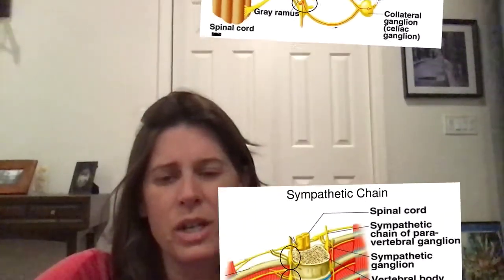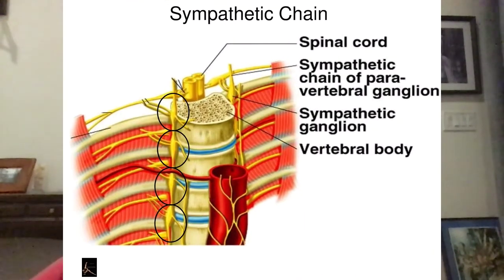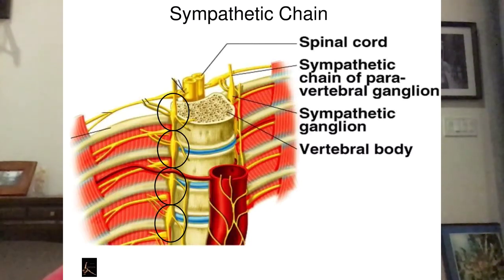But first, let me show you another picture of the chain ganglia. So now you can see the vertebrae, and you see the chain ganglia. I circled them there. They lie just outside of the vertebrae. So they're actually different than the dorsal root ganglion. The dorsal root ganglion are hidden by the bones of the vertebrae.